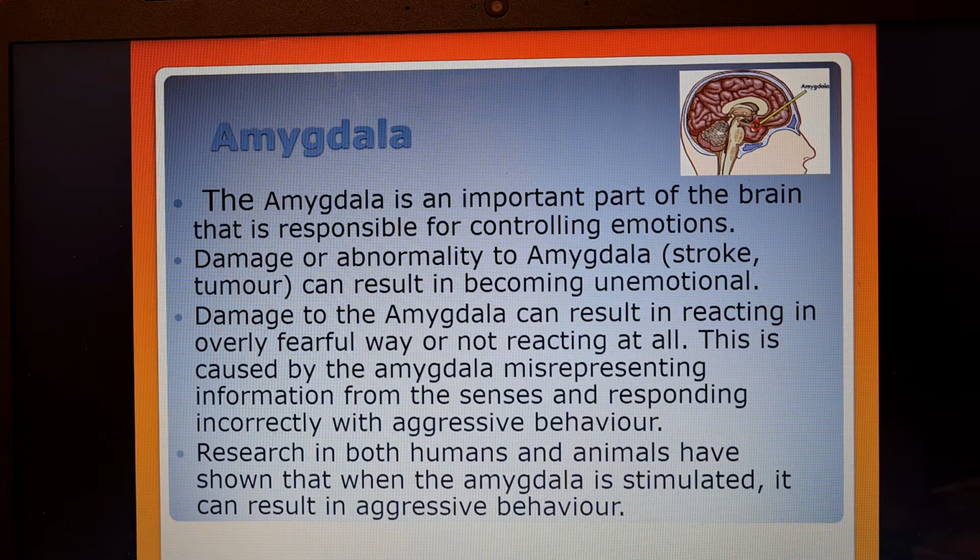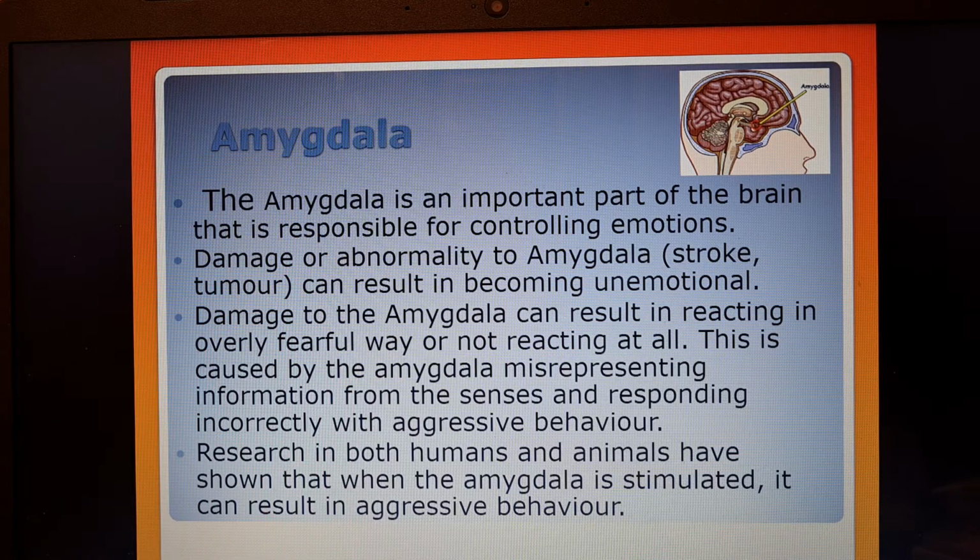So damage to the amygdala can result in reacting in overly fearful ways or not reacting at all. So it's one extreme to the next. Either it can affect your emotions in that you are showing too much fear or not reacting at all. And this is caused by the amygdala really misrepresenting information from the senses, and then obviously responding incorrectly with aggressive or impulsive behaviors.